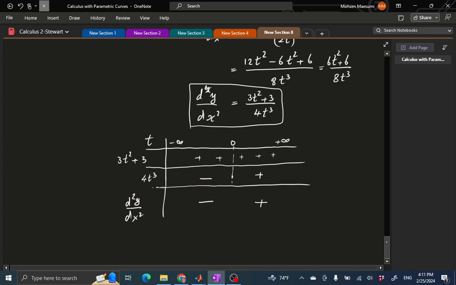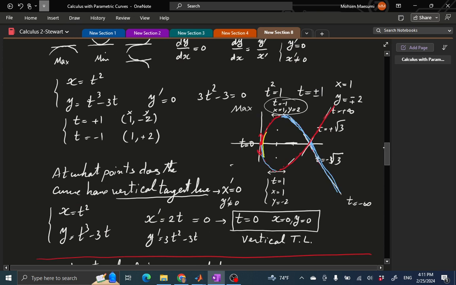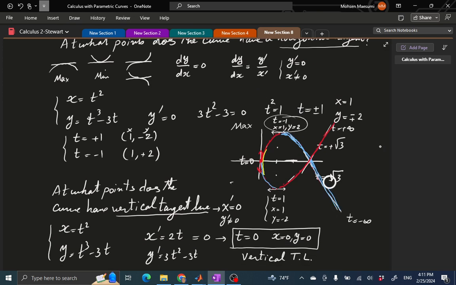Do we see that? Let's go back up here. Up to 0, the picture is concave down. After 0, it's concave up. At this point, it changes its tune, but we cannot call it the inflection point because y is not a function of x, and so on. So that's the issue of concavity.